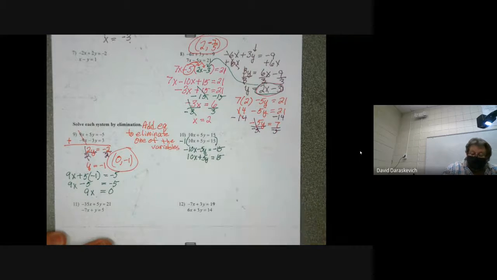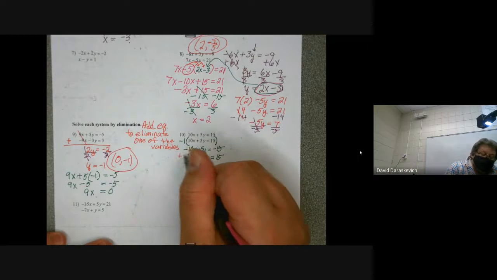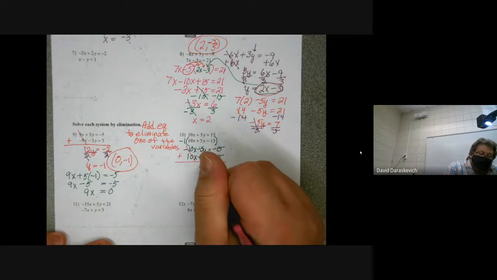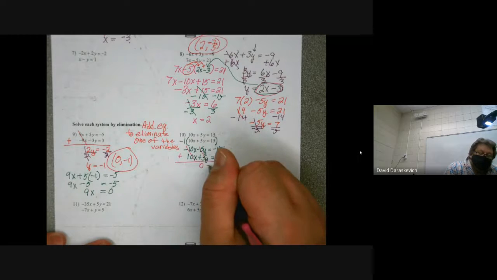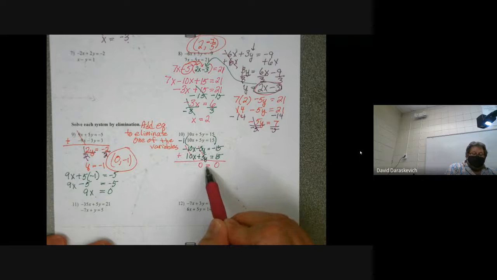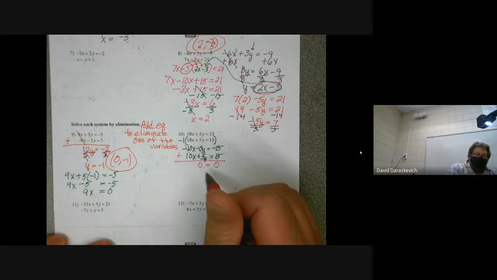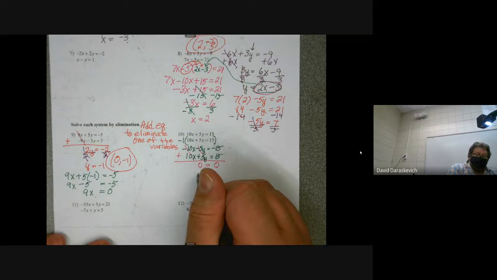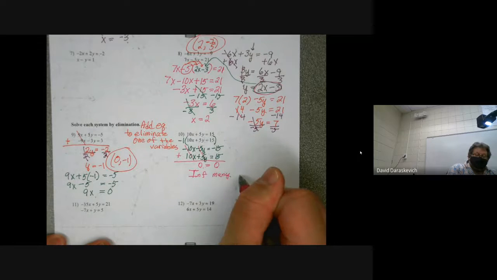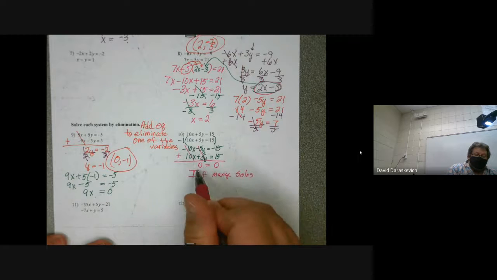If I add those together, these eliminate, these eliminate. I'm going to have to put a 0 there. Negative 15 plus 15, 0, 0. Remember, when I get this situation, this is always true. So this is infinitely many solutions. If I got like 2 equals 0, it would have been no solutions.